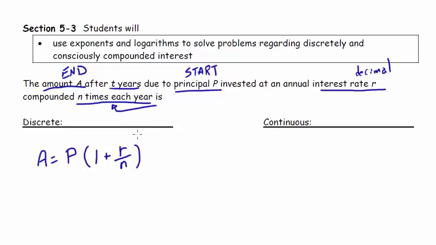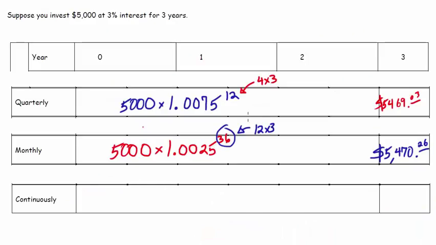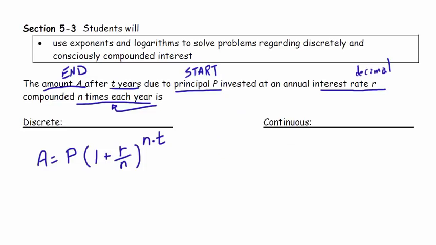Then we raised this to some power. Where did that power come from? That's how many times we got paid. So we got paid n times for t years. Let's look back here. In this case, we got paid 6 times, right? Twice a year for 3 years, 2 times 3. In this case, we got paid 12 times, 4 times a year for 3 years. Or 12 times a year for 3 years for a total of 36 for the monthly. Hopefully you can see this generalized version here, where that comes from.